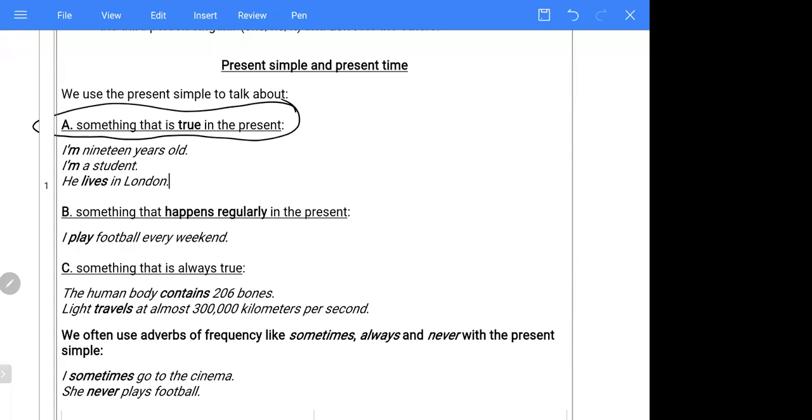The second use is to talk about something that happens regularly in the present, which we call habitual action.